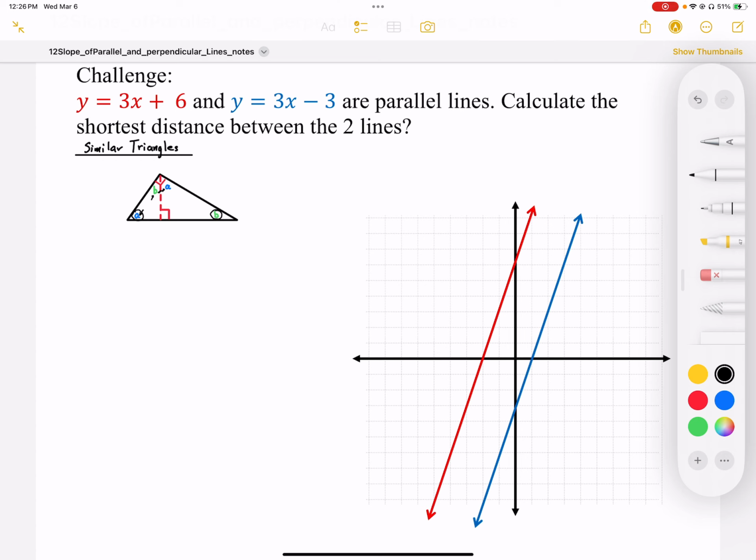So firstly, we need to understand that the shortest distance between the two lines is going to be the line that connects those two at 90 degrees to each other. Okay, so those angles are going to be 90 degrees. And that represents the shortest distance between those two lines. So how are we going to find this shortest distance between these two lines?